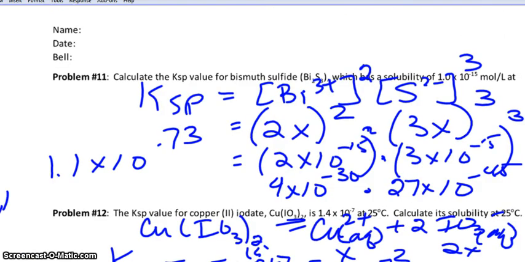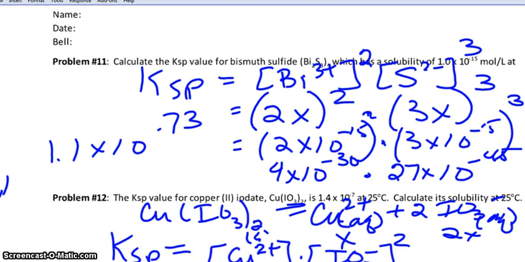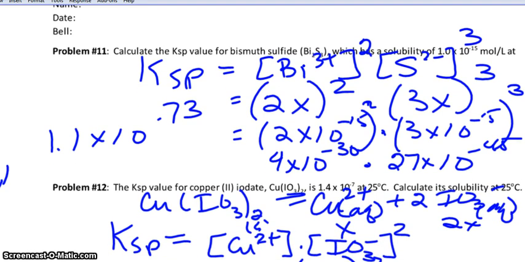All right, so problem number 12, did you write down your equation? It's always important to do that so you know what ratio you're talking about. I kind of skipped the ICE part because what's important here is that you have X number of copper ions and 2X number of iodate ions. Then they gave you the KSP. And notice what you have to do. You take the concentration of the copper ion, times the concentration of the iodate ion squared. You are looking for X. You are looking for the solubility.